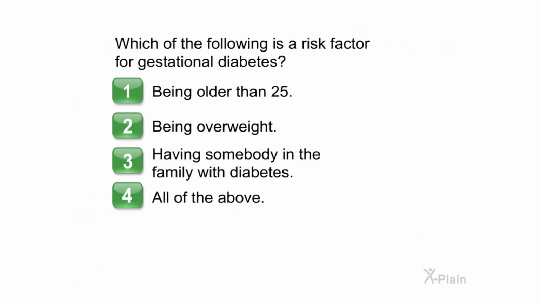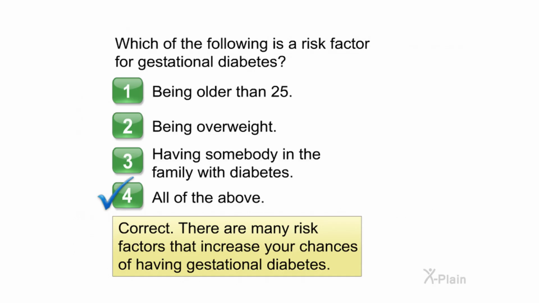1. Being older than 25. 2. Being overweight. 3. Having somebody in the family with diabetes. 4. All of the above. Correct. There are many risk factors that increase your chances of having gestational diabetes.